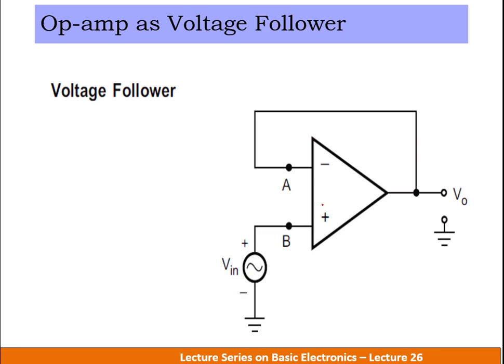If I consider the virtual ground concept, the potential between the 2 points remains the same. So here VB is equal to Vin, since this terminal already has a potential of Vin. Therefore VA also becomes equal to VB. We know that VB is equal to Vin, thus VA becomes equal to Vin. Here this terminal is directly connected to the output terminal, so VO becomes equal to VA. VA is already equal to Vin, thus VO becomes equal to Vin.